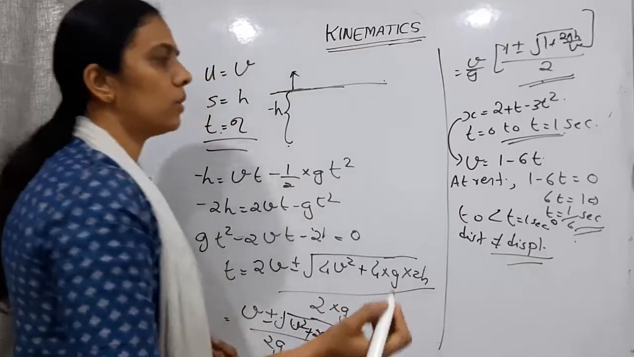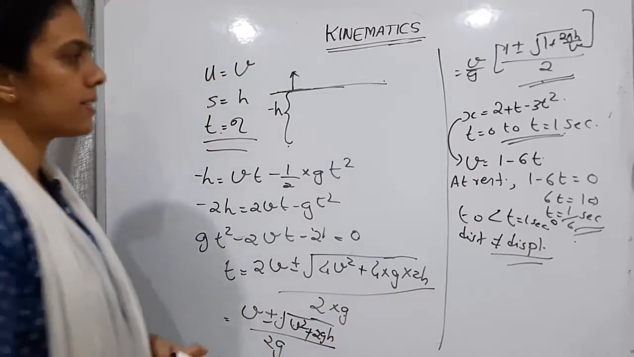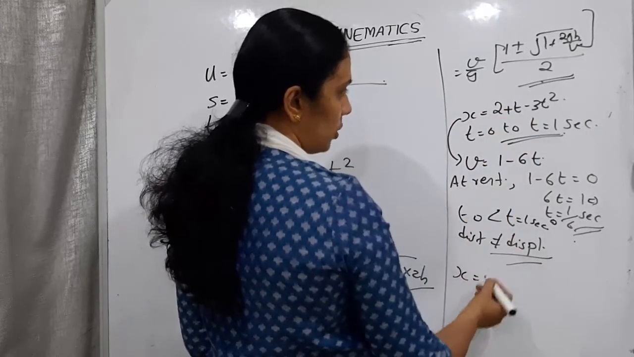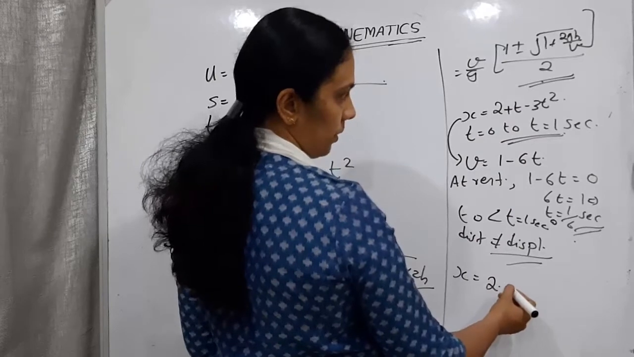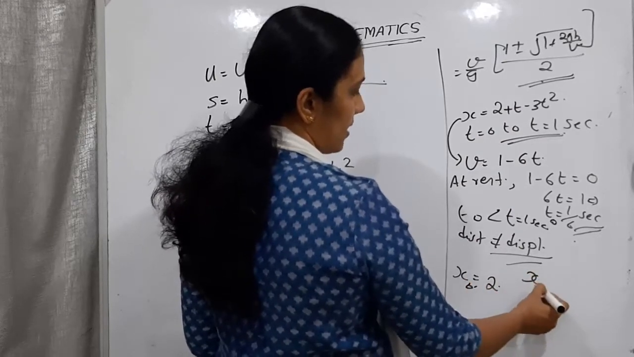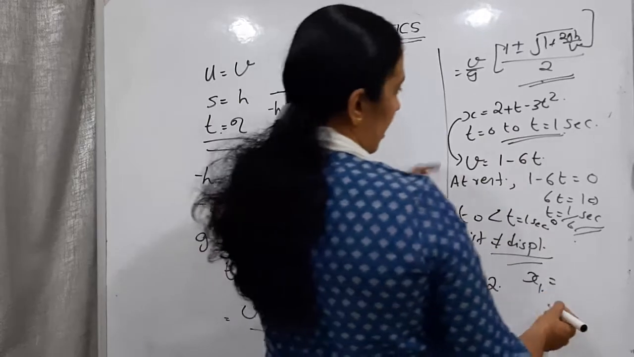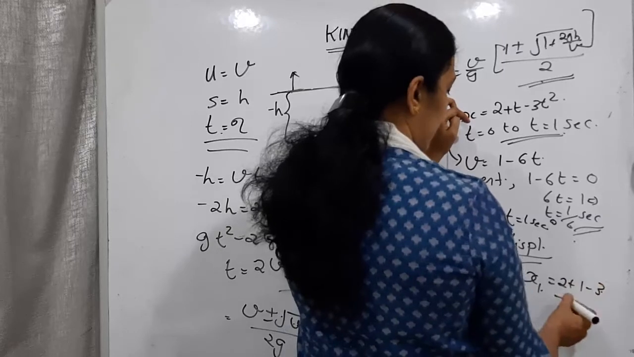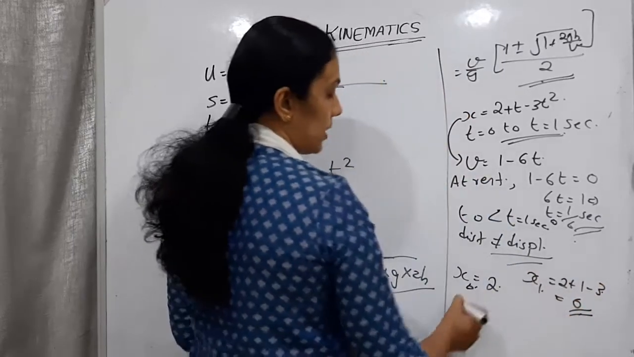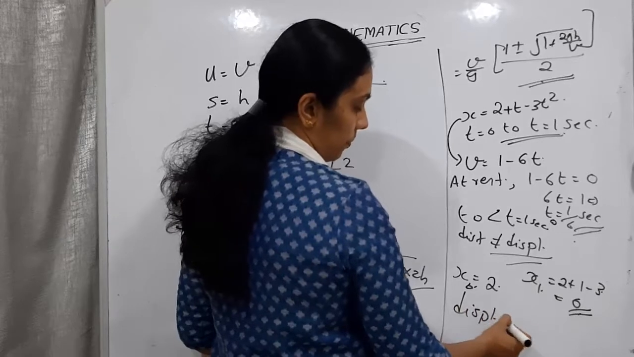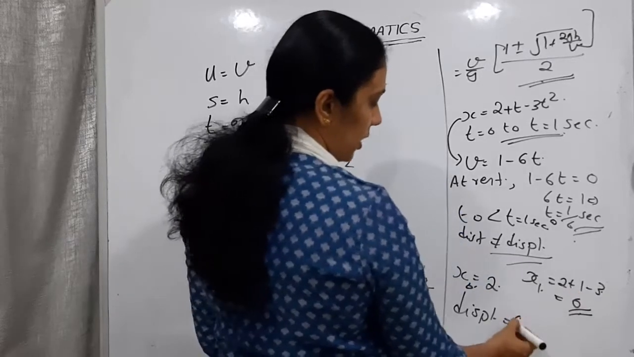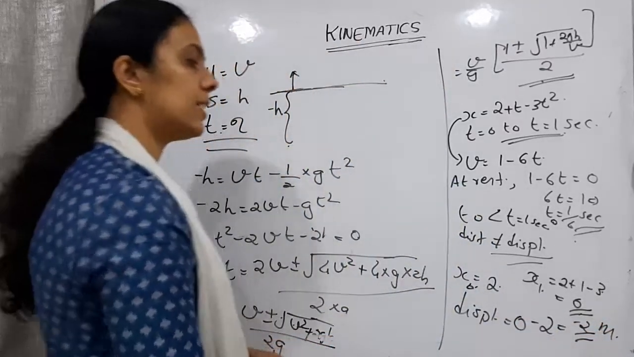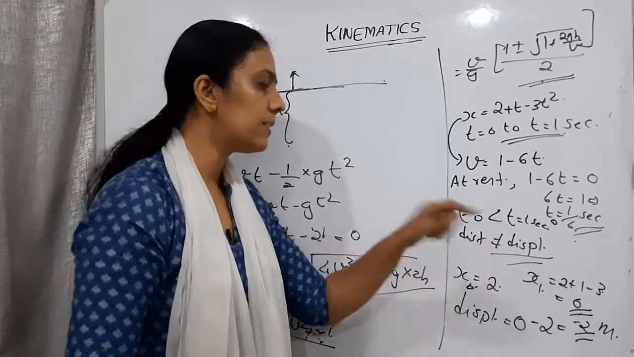So here we can find out the distance traveled. How can we find out the distance traveled? See, at t equals 0, at which position will it be? 2. And at t equals 1 second, it will be at 2 plus 1 minus 3, so therefore it is equal to 0. So displacement will be equal to final position 0 minus initial position 2, therefore minus 2 meter. That is the displacement. Now we are going to find out the distance travelled.